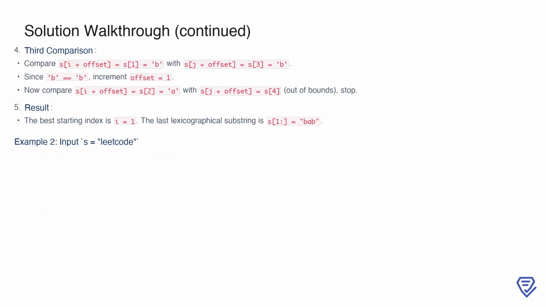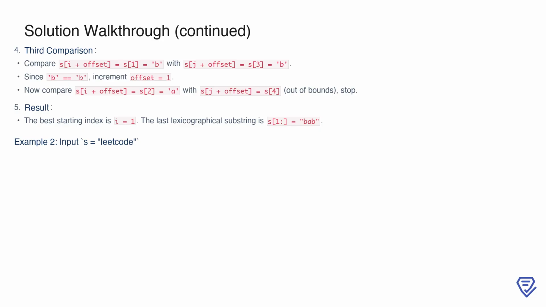Now we move to the third comparison. Here, i remains 1, and j is 3. We compare s[i + offset] equals s[1] equals b with s[j + offset] equals s[3] equals b. Since both characters are equal, we increment offset to 1 and continue comparing the next characters.